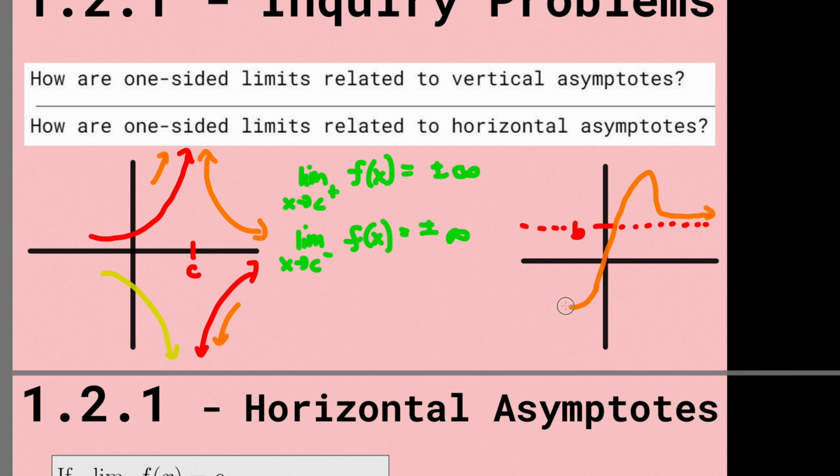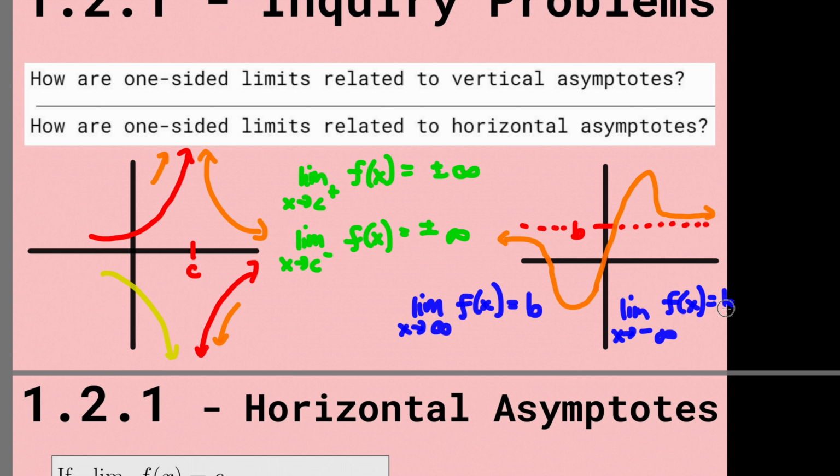I could have had this go up like this too and done something like that. You'll notice it's a horizontal asymptote in both directions. The main thing I want you to see is you have to take the limit as x goes to infinity or negative infinity of f of x, and that's going to be equal to whatever the horizontal asymptote is. In this case, it's b, and if you go to negative infinity for x, it's still going to be equal to b.